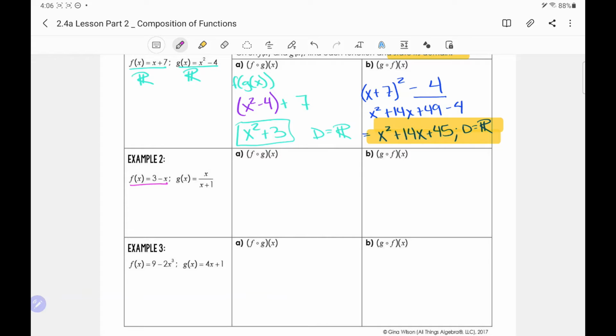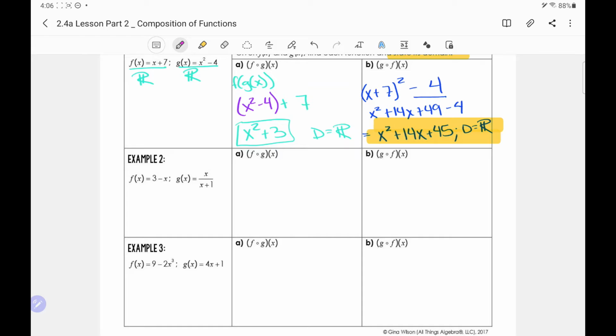We've got f of x, just a regular linear function. Look at g of x. What kind of function is that? We've got an x in the numerator and an x in the denominator, right? So this is a rational function. Let's look at these. First of all, the domain is going to be dependent on if we're doing f of g of x or g of f of x, because we're going to have to see how everything kind of shakes out in the end.